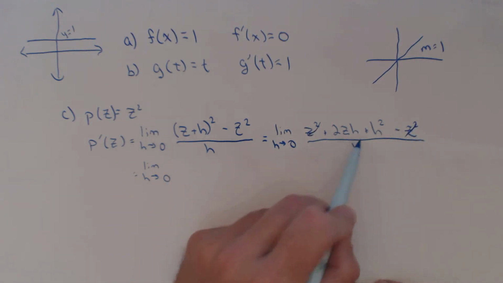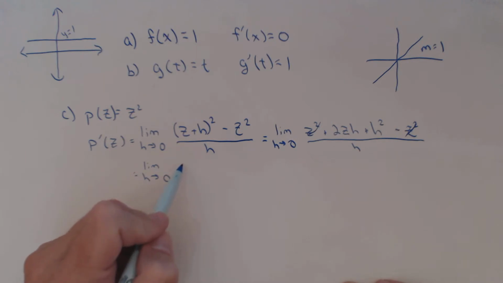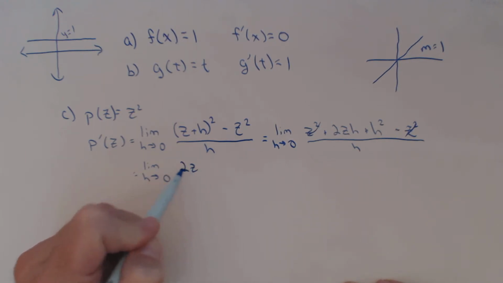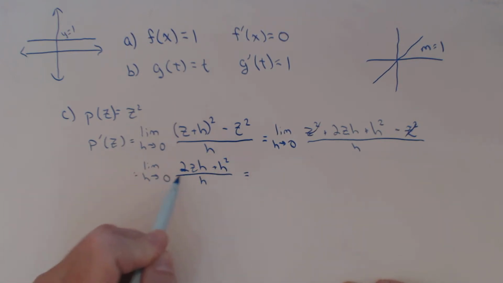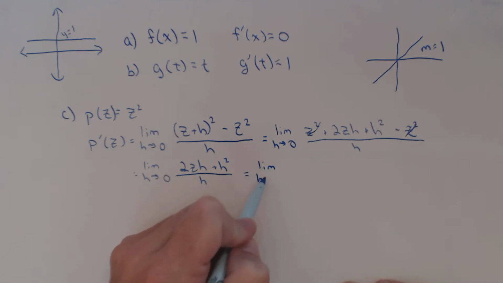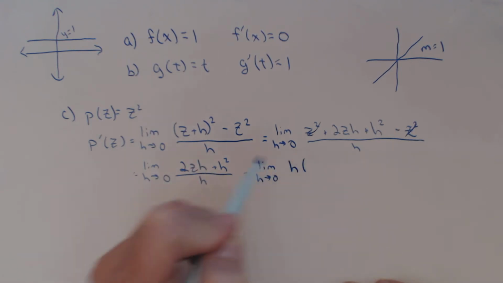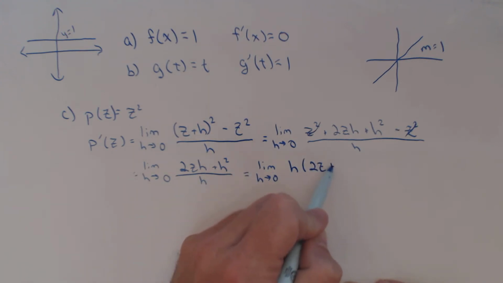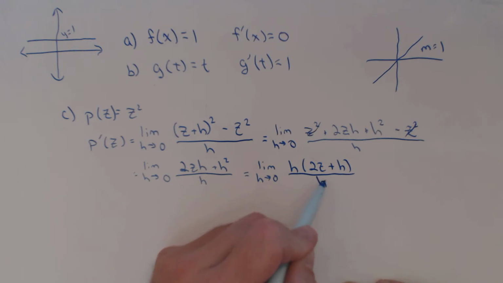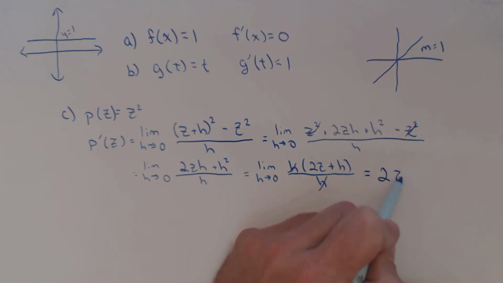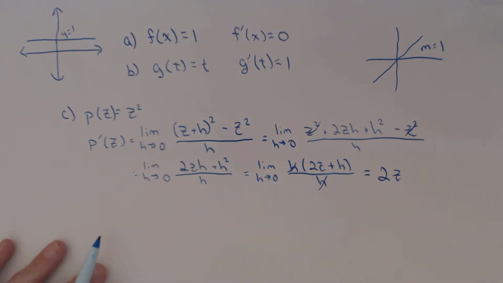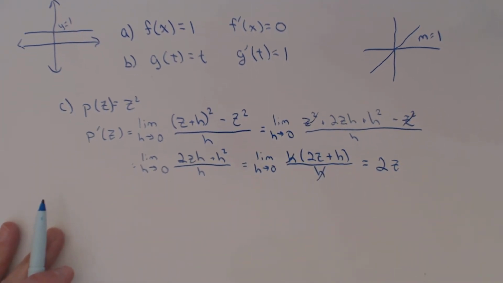That's good for us because both terms in the top have an h left in them. So we have 2zh plus h squared all over h. I can factor an h out on top. Limit as h goes to 0 of h times 2z plus h all over h, which allows those h's to cancel. Now I can solve the limit by direct substitution, plugging in 0 for h. I get left with 2z, and there's my derivative. So the main part is setting up the difference quotient and then applying algebra.